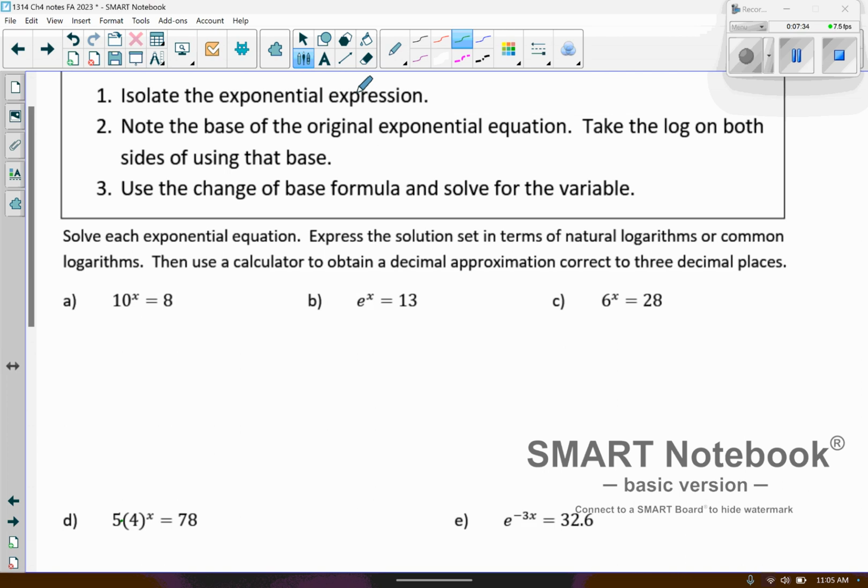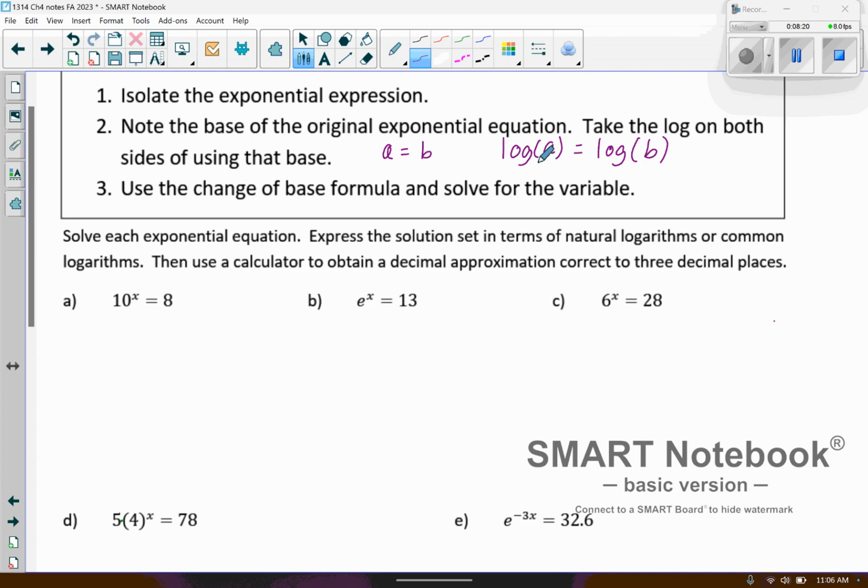Step two, note the base of the original exponential equation and then take the log on both sides using that base. Okay, so this can be something new that y'all haven't seen before. And so we'll do that in just a second. And then it says use the change of base formula to solve for the variable. So what we're going to do here is one of our properties of equality. On number 2, let's just say we have A equals B or whatever. Well, that would be the same thing as if you were to take log of A is equal to log of B. So that's basically what they're saying. You can take the log and you can do whatever base you want.